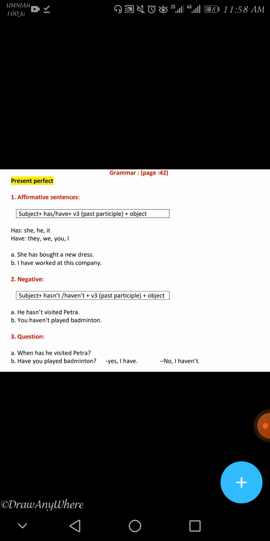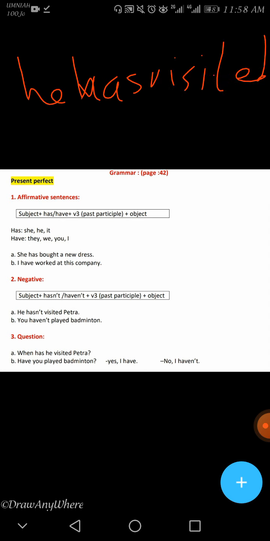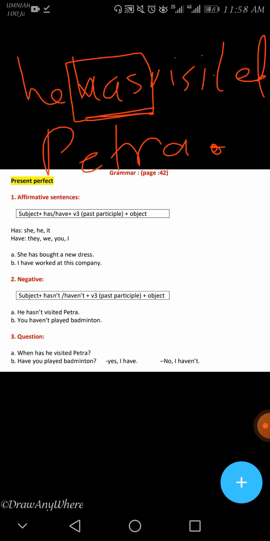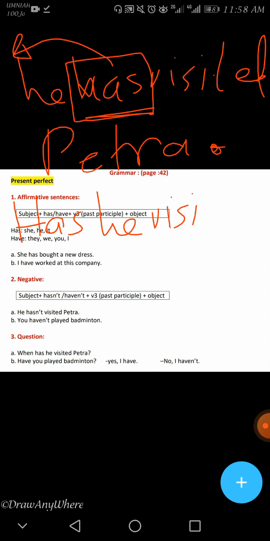Look here. Has he visited Petra? The sentence was originally: he has visited Petra. This is the sentence. Do you see it? Where is the helping verb? Here. If I want to make it a yes/no question, I just move it to the front: has he visited Petra, question mark. The answer will be either yes, he has, or no, he hasn't.